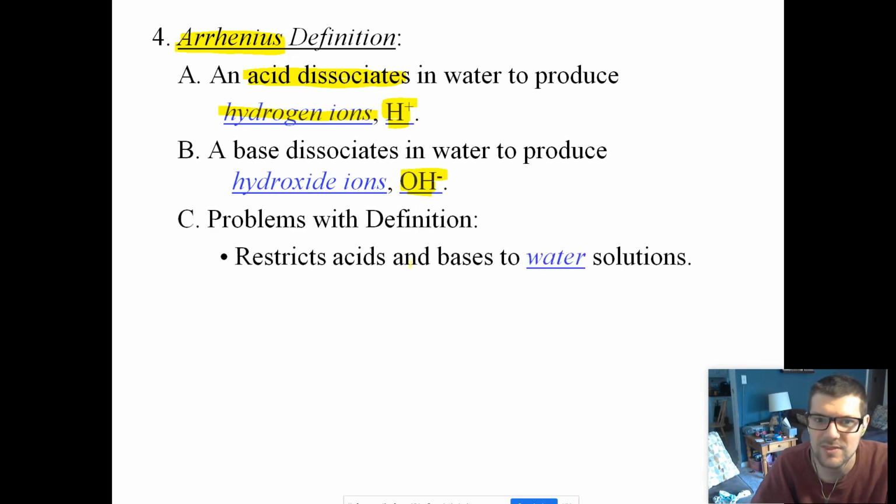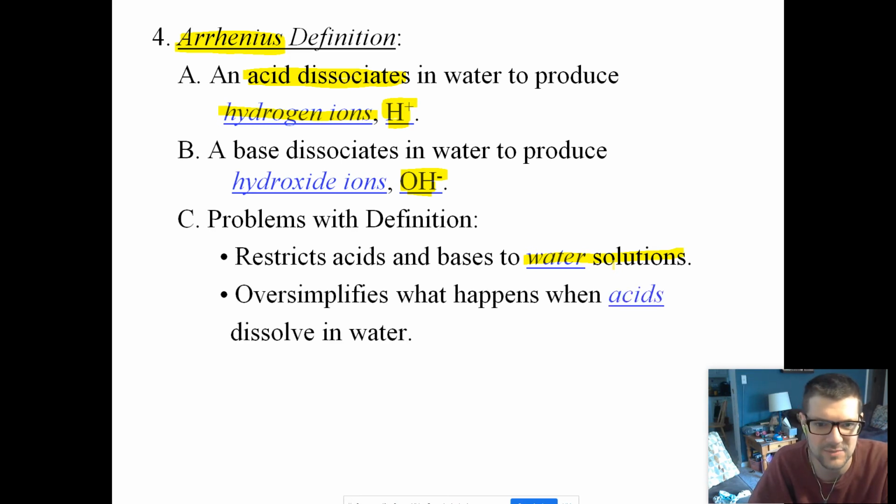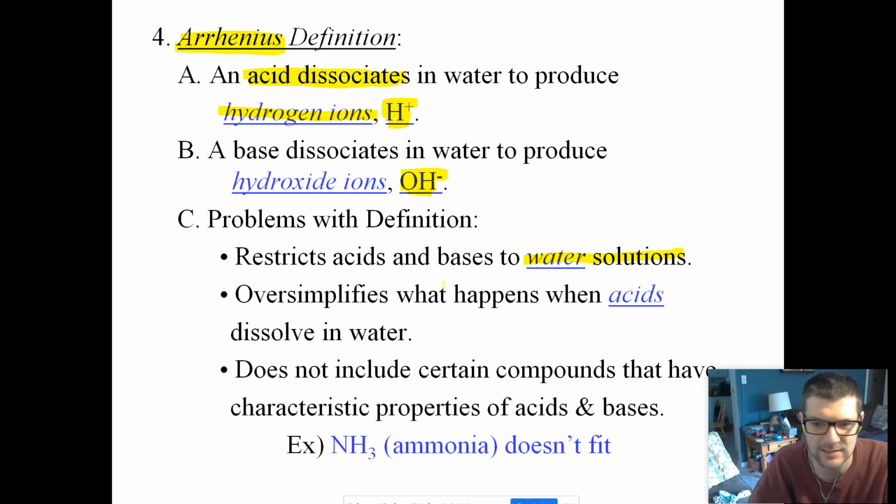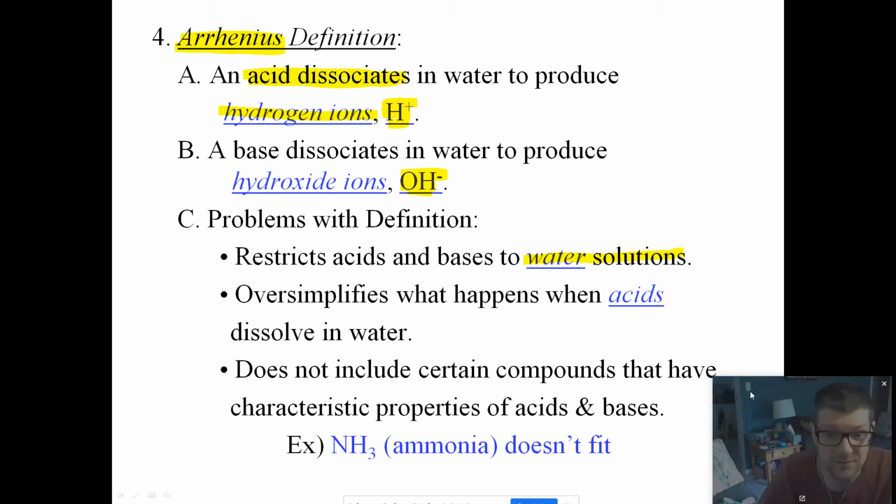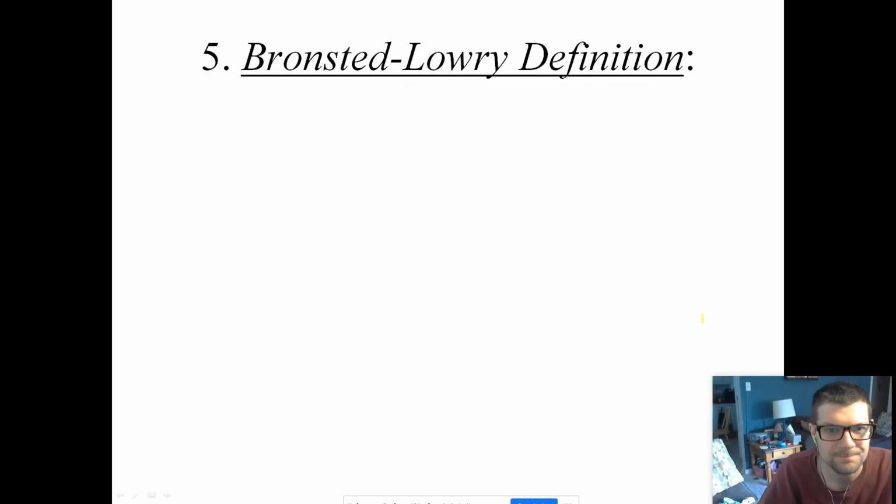Now, the problem with this particular definition is it restricts the acids and bases to just things dissolved in water. And while that's the common starting point to studying acids and bases, it's not the only types of acids and bases. And so it kind of also oversimplifies it, just saying that when these things dissolve in water, there's just hydrogen floating around and hydroxide floating around, which we'll talk about is not quite exactly the case. And so there are certain things that don't quite fit, like ammonia. And so we have to come up with maybe another working definition.